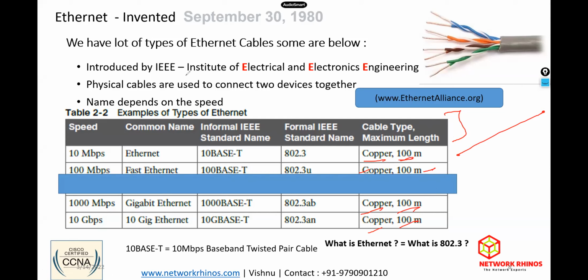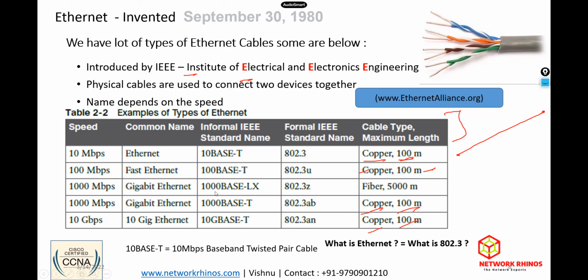Now IEEE is in confusion. We don't have any Ethernet cable which can cross beyond 100 meters. So let's bring in one called 1000BASE-LX. See, it is not T here, it is LX. It says that it is not a copper cable, it is a fiber cable. They brought the fiber family cable into the copper family because it can travel up to 5 kilometers, so that we still call it Ethernet.